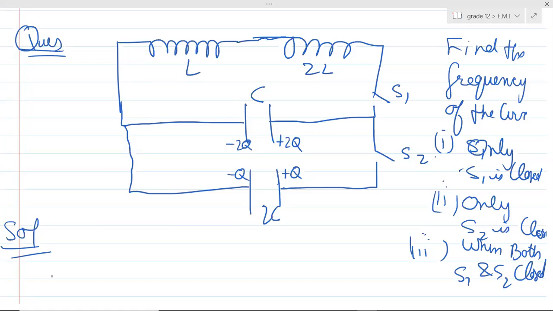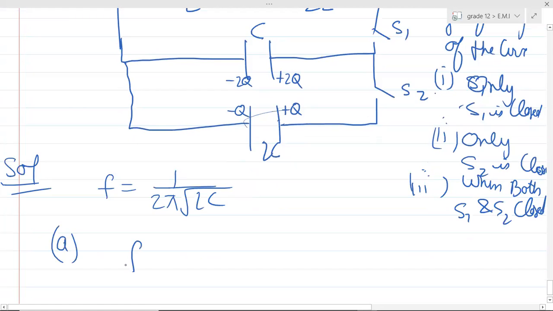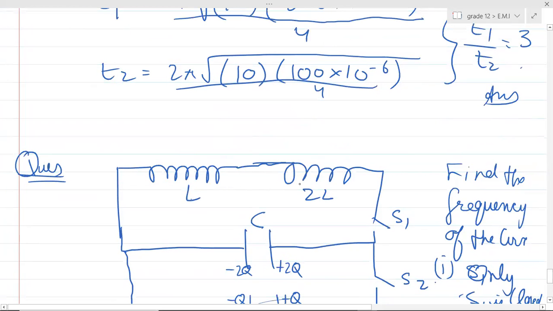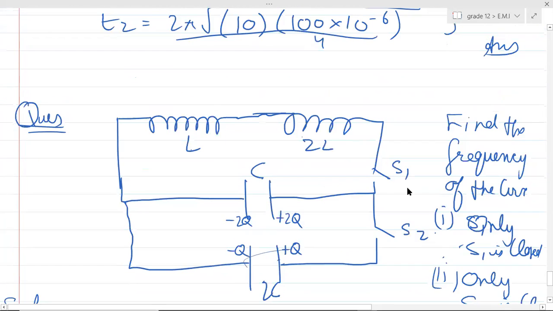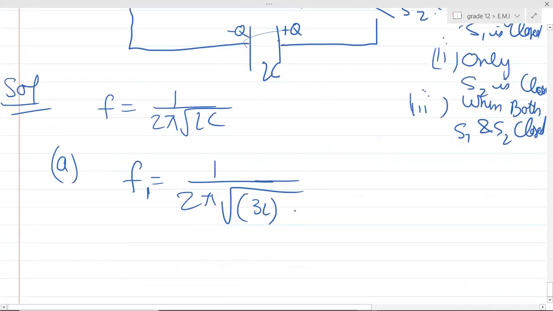When only S1 is closed, will there be any role of this second capacitor? So what will be the frequency? The frequency formula is given by 1 by 2 pi under root of LC, right? So in the first case, the frequency will be 1 by 2 pi under root of L and 2L. Can you see this inductor and this inductor are in series? So what will be the net? And what is the capacitance? It will be C. So this is the answer for the first case.